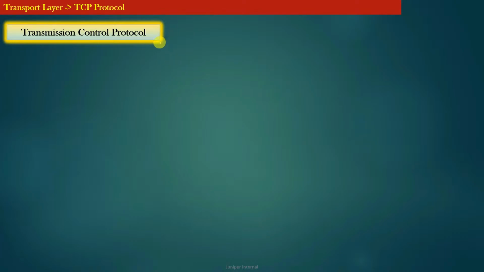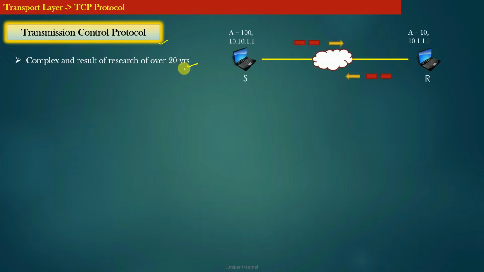So guys, we had a good discussion on UDP protocol. Now let us discuss the big brother of UDP protocol, that is Transmission Control Protocol or TCP. So TCP protocol is a way more complex protocol as compared to UDP, and it is a result of a research of over 20 years. So now let us understand the properties of TCP protocol.